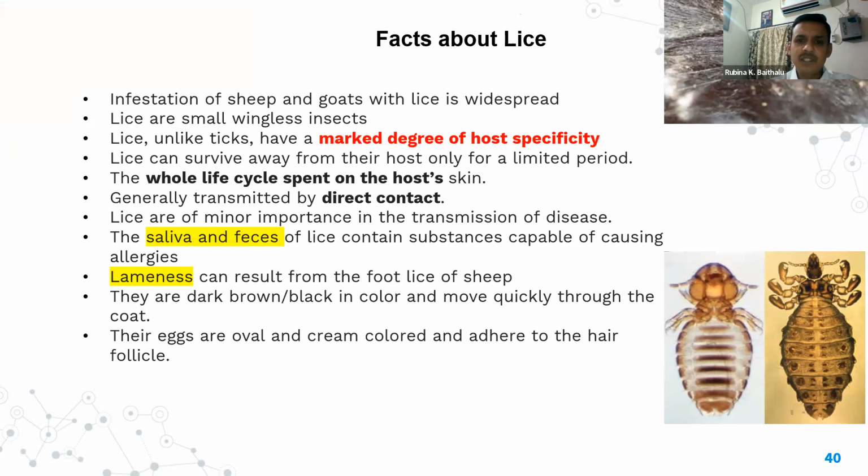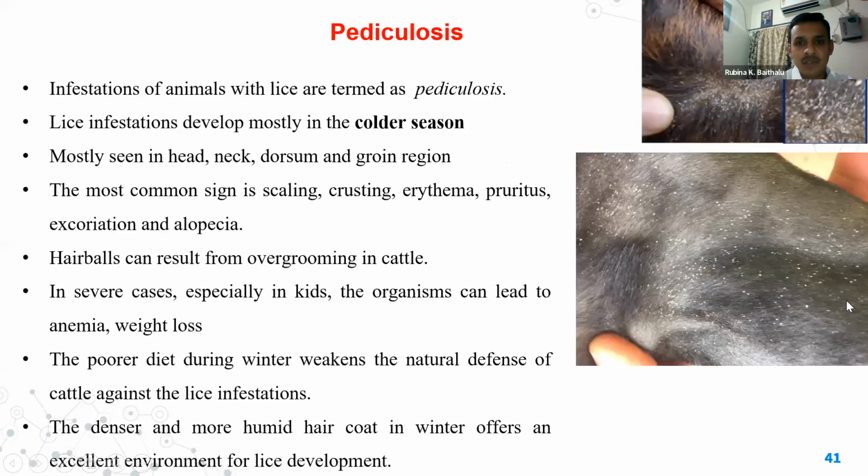Their saliva and feces contain certain substances that cause an allergic condition. These lice are also responsible for lameness. They are found in the form of foot louse, which causes lameness. So these are the facts about the lice, and the condition that is known as pediculosis, or lousiness, is mostly found in the colder season.